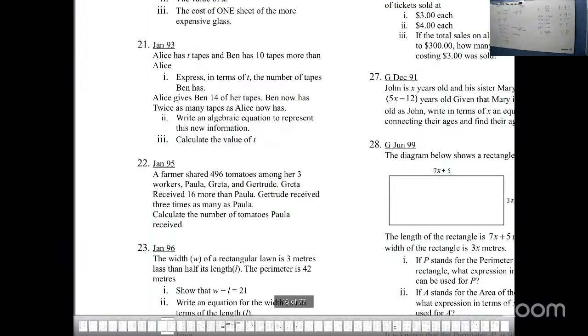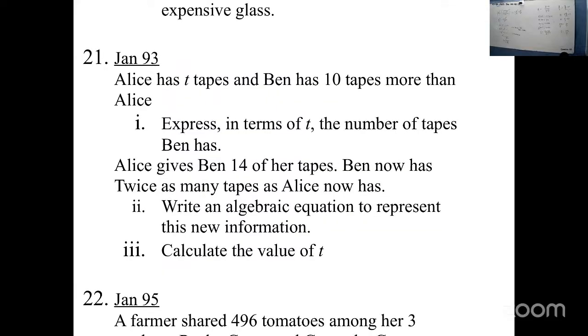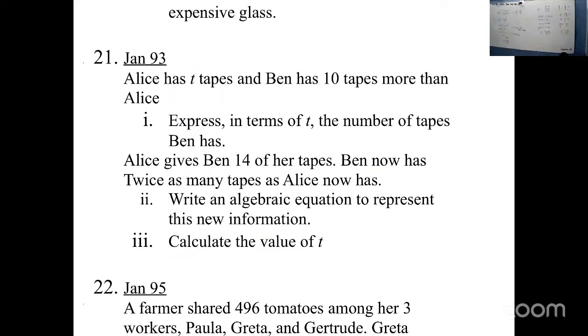All right, so in 1993, Alice and Ben had a problem. Let's see if we can solve the problem. Do you know what tape is? What's that tape? No, like long ago, we used to record songs on a cassette tape. So that's what I meant.